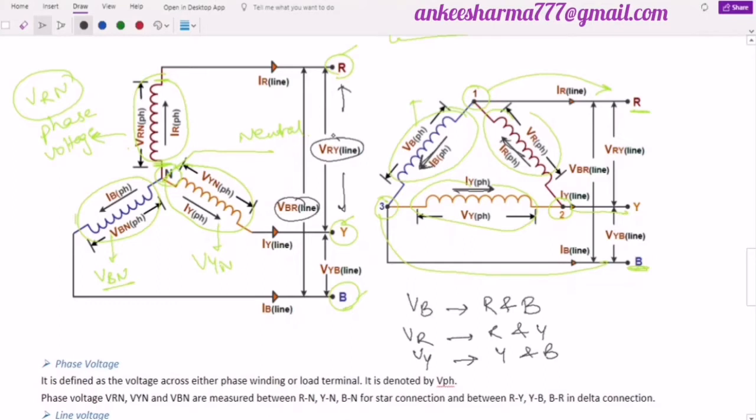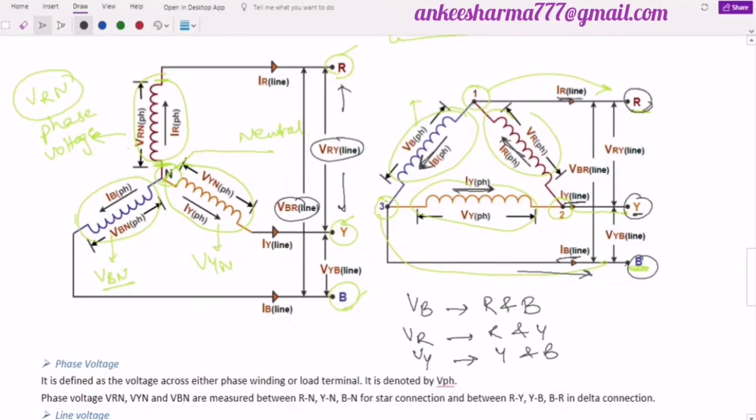But the line current is the current through the terminal. What is the terminal? It is red, yellow and blue. These are my three terminals. It means the current flowing through these terminals is called the line current. Now, if I take this blue terminal, it will be the IB current. If I take the yellow terminal, it will be IY. If I take the red one, it will be my IR.